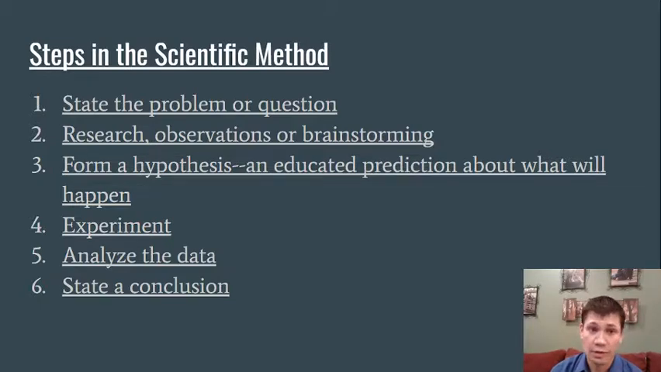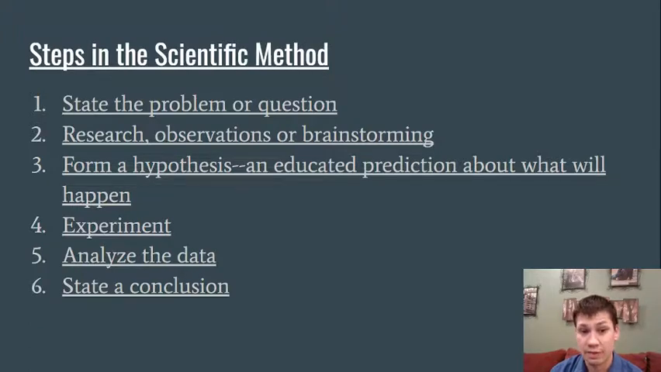The next step, we're going to do some research. Has anyone had this problem before? Has anyone looked into this question? We're going to make observations. We're going to come up with different possible reasons that it could be happening. We're going to brainstorm. We're going to form a hypothesis, which remember is an educated prediction about what will happen. We don't know if it's true or not. It is a prediction and could be wrong. It could be accurate. We don't know yet.